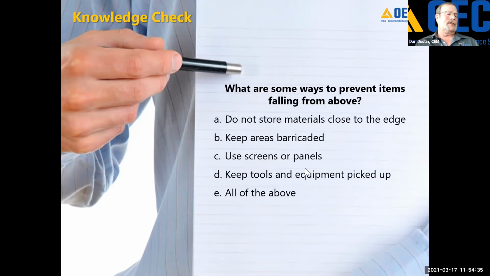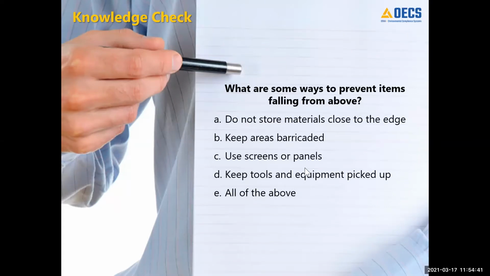And lastly, what are some ways to prevent items from falling from above? All right, everyone, your answers are A, do not store materials close to the edge. B, keep areas barricaded. C, use screens or panels. D, keep tools and equipment picked up. Or E, all of the above.